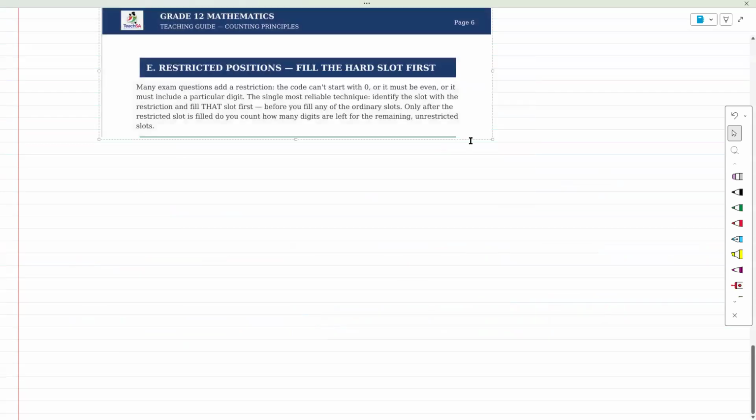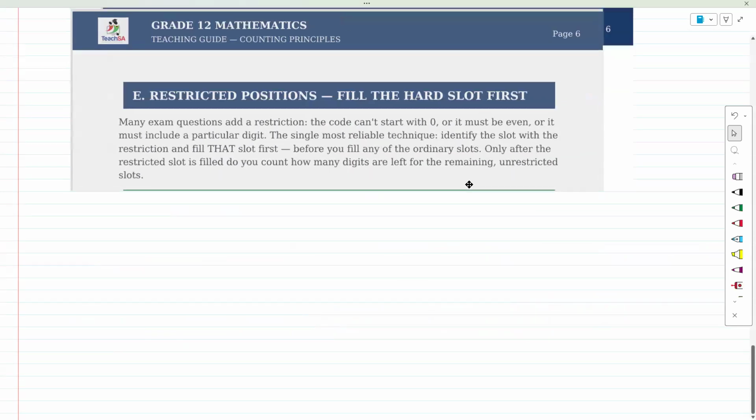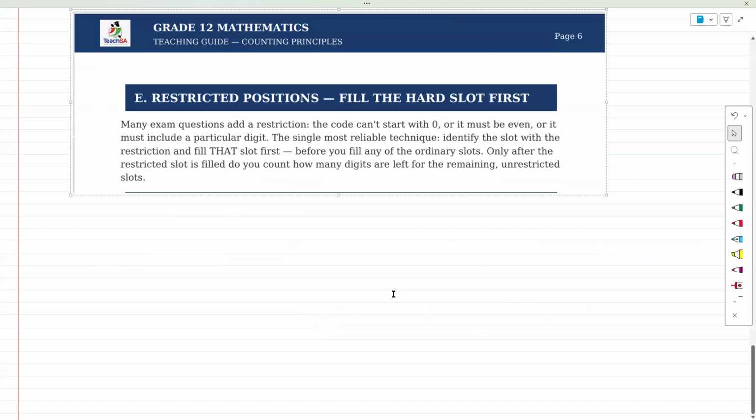Okay, so restricted slots are important. The rule is to fill those slots first. Many exam questions are going to add some sort of restriction. Maybe only red, or the code can't start with 0, or it must be even, or it must have some sort of digit 1, 2, 3, 4. The best way is to find out which slot is restricted and deal with that first.